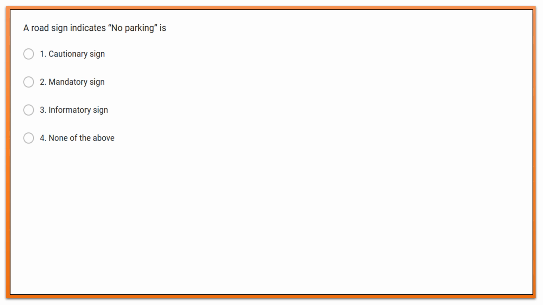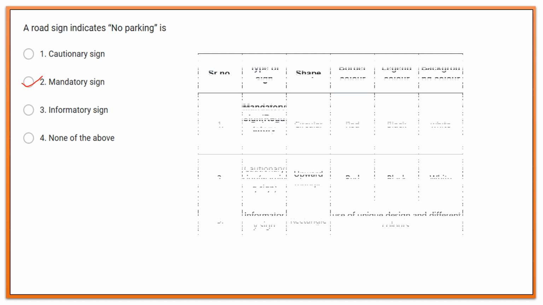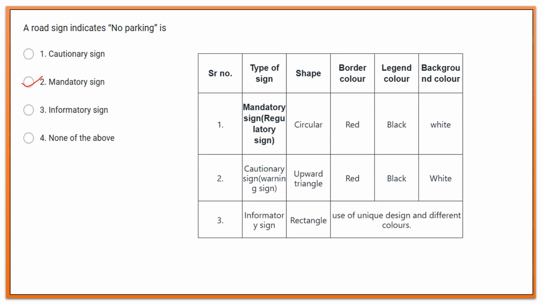The next question: a road sign indicates no parking. No parking is a mandatory sign, a required sign. So here the second option is correct. No parking is considered under the mandatory sign. So these are the different types of road signs: cautionary, informatory, mandatory. All three signs have different colors for border and for background. These are the colors for the border and background, and these are the shapes for the different signs. So this is the important chart.